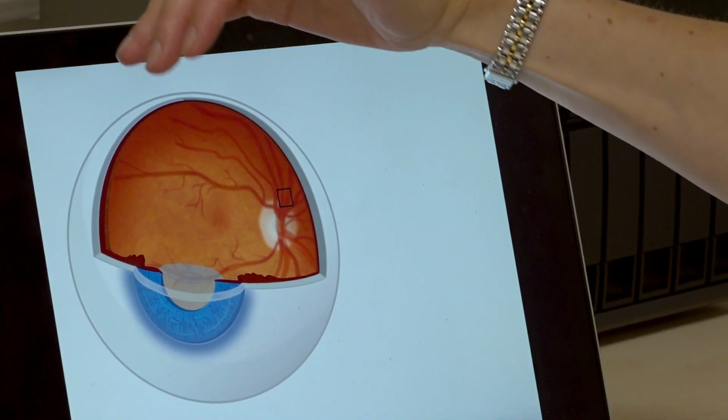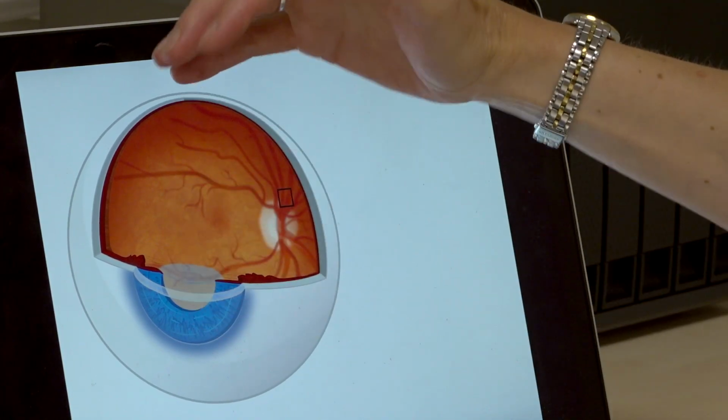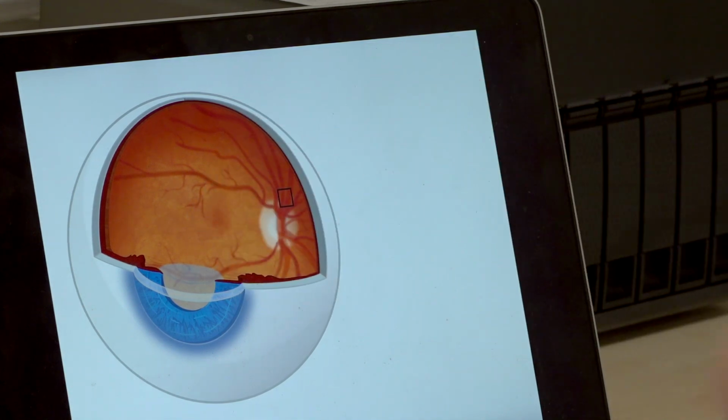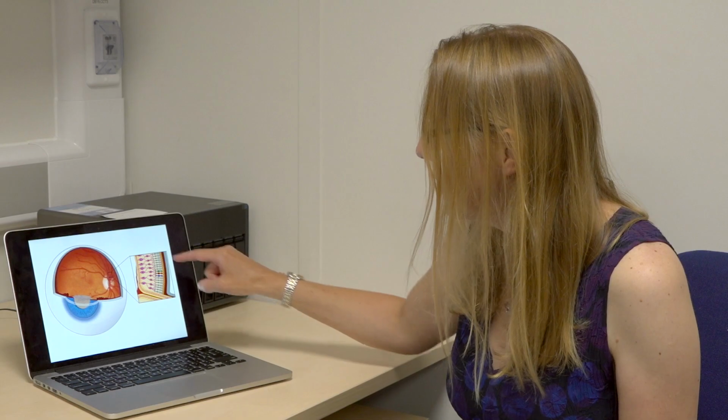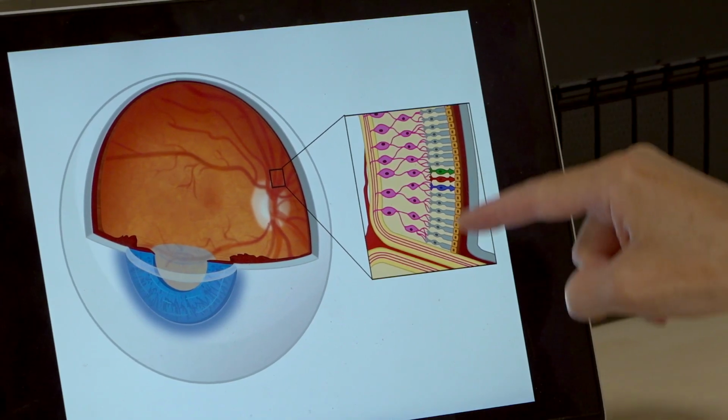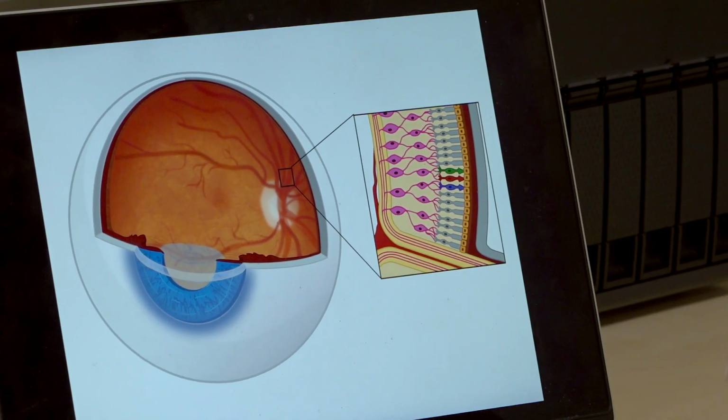The back surface of the eye contains layers of neural tissue. So here's a schematic. And we're looking at this surface here. It's known as the retina. One of the layers of cells here is a layer of light-sensitive cells. These are the rod and cone cells.